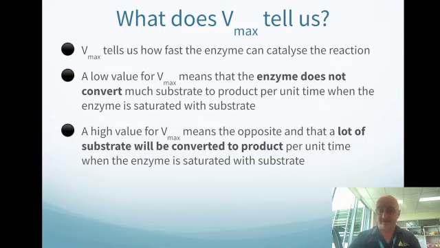Vmax tells us how fast it's going to catalyze the reaction. Don't forget the catalyst is returned unchanged at the end of the reaction. A low Vmax means it doesn't really convert very much, and a high Vmax means it's going to convert a lot of substrate into whatever the product happens to be.